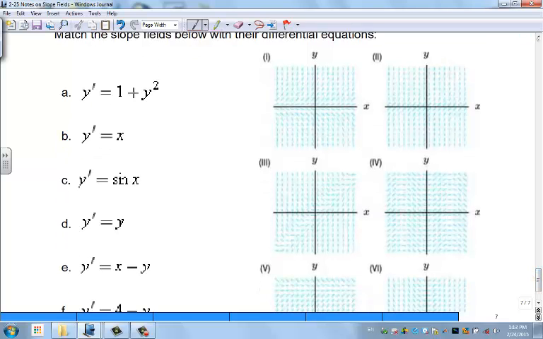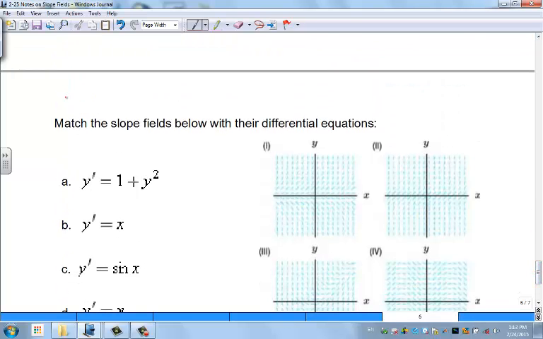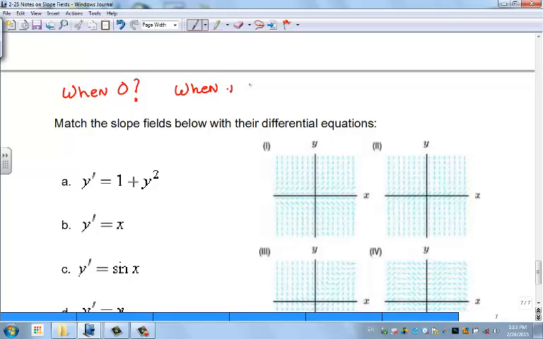Okay, so now let's look at this matching problem. And the way we do these matching problems to match a slope to the slope field is you've got to figure out three things. When is it 0? When is it positive? I should have put positive, not plus. And when is it negative? That's going to give you an idea of which choice to make.